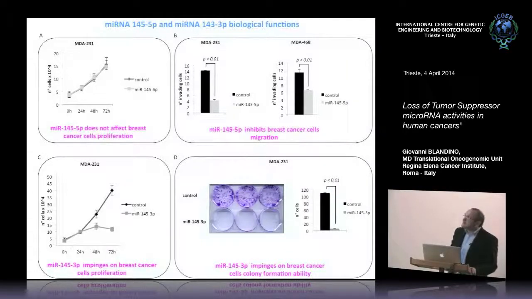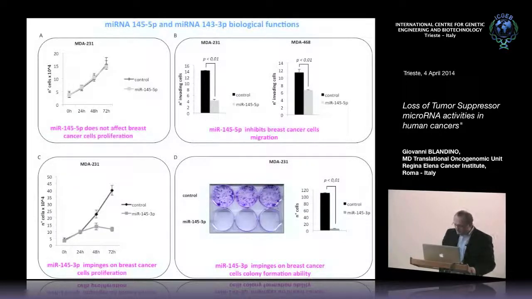So maybe this is what we believe is the long-term predictor of breast cancer risk, in the sense that disabling the proliferation may be a very early event in the transformation of a breast cell. And this is where we are now. We are trying to collect additional information. We are also screening for the targets of this 145-3P, to see whether some of the genes, proteins or targets of this microRNA can also help to identify this long-term predictor of breast cancer risk.